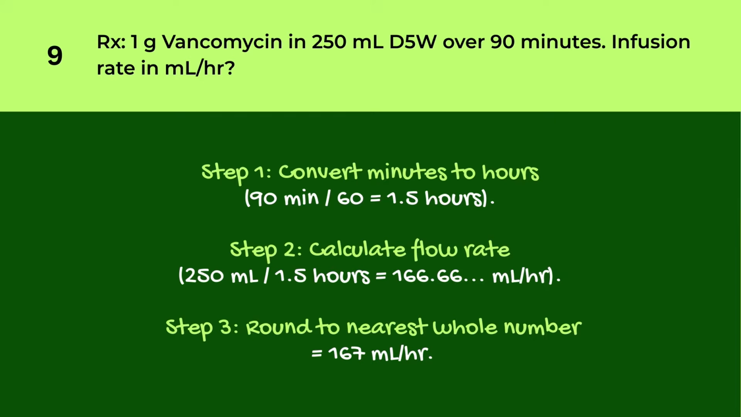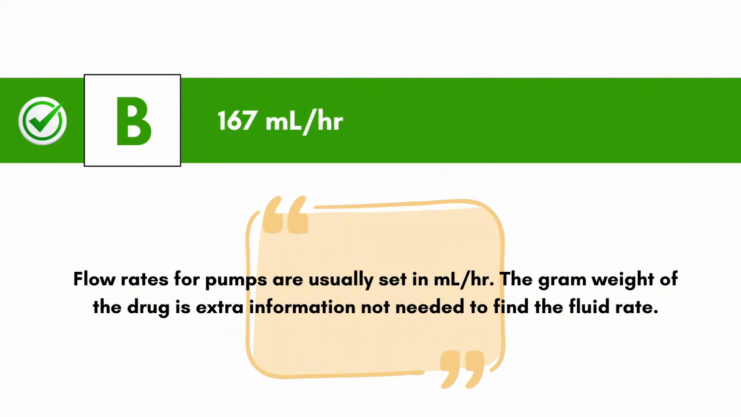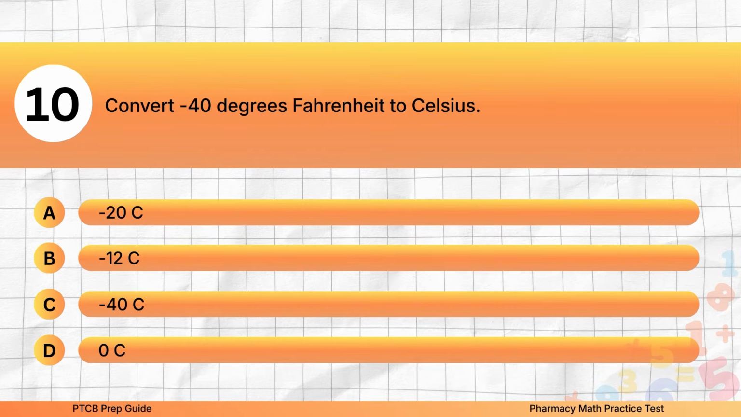Let's verify that against the choices. That's right. Option B, 167 milliliters per hour is the correct answer. Flow rates for pumps are usually set in milliliters per hour. The gram weight of the drug is extra information not needed to find the fluid rate. A quick temperature conversion to wrap things up.